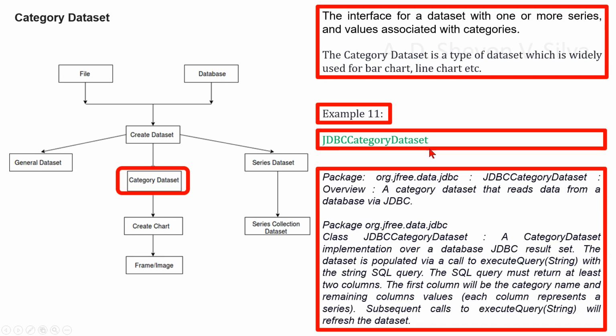Overview of JDBC category dataset in package org.jfree.data.jdbc, a category dataset that reads data from a database via JDBC. Class JDBCCategoryDataset in package org.jfree.data.jdbc, a category dataset implementation over a database JDBC result set. The dataset is populated via a call to executeQuery(String) with a SQL query.